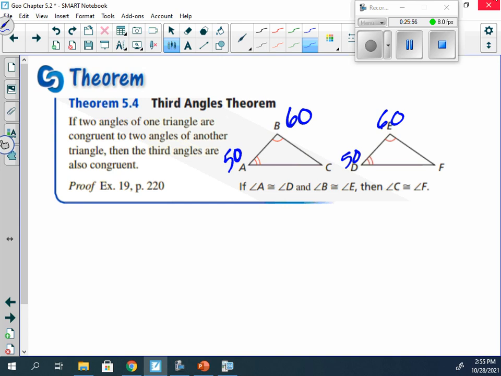Any three angles in a triangle always add up to be what? 180. So if A and B match up to D and E, well, C has to be the same measure, it would be 70. So those have to be the same, because if two angles in one triangle match up to two angles in the other, the third angles have to be congruent also.